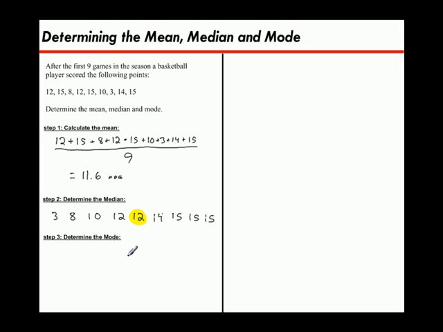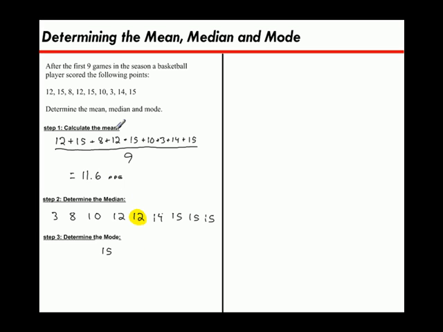Finally, determining the mode. That's probably the easiest one of the 3 to find because there isn't really any rearranging or calculations to do. The mode, if you recall, is just the most common number in the list. So if I look at this list we used in step 2, it's already laid out for us. I have 3 15s right there. So 15 is going to be the mode. I can just put that down. So the most common points he scored in a game so far is 15. However, he's much more likely to score somewhere around 12, as we can see from the mean and the median.